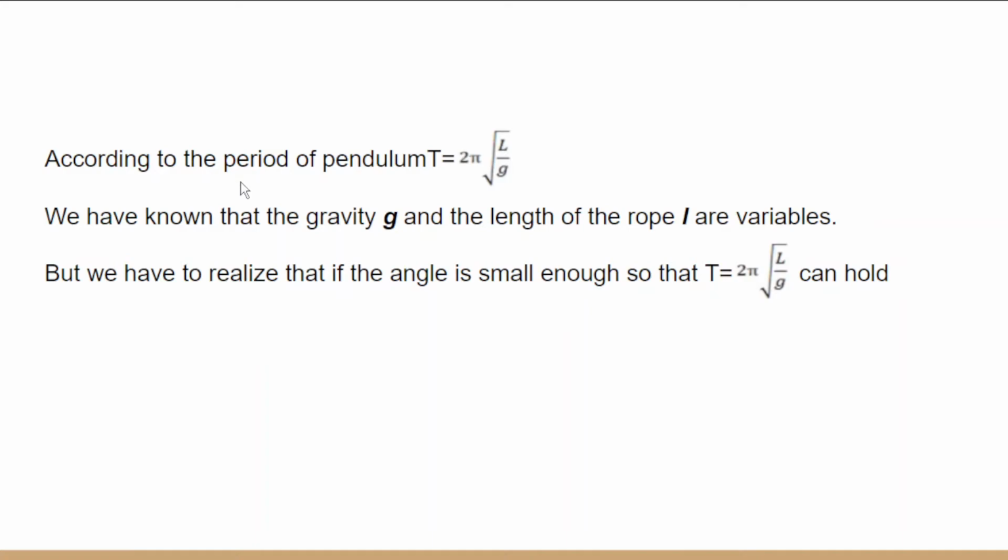According to the period of a pendulum, T equals 2 pi root L over G. We know that the gravity G and the length of the rope L are variables. But we have to realize that T only holds if the angle is small enough.